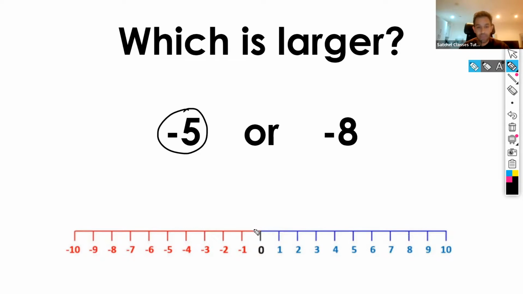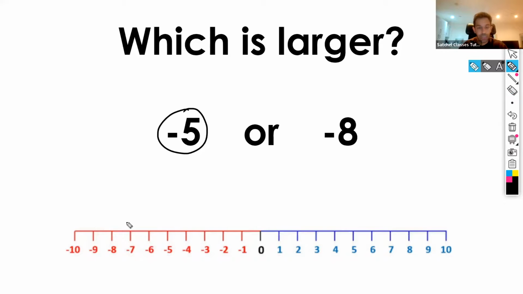So notice here, -5 is closer to 0 than -8. Therefore, -5 has to be bigger. And another way of thinking about this is as we move to the right along our number line, the numbers get bigger. So as I go 1 to the right, as I go 2 to the right, as I go 3 to the right, as I go 4 to the right, and so on, the numbers are continuously getting bigger. So likewise here, as we move to the right, the numbers are getting bigger, or you can think of it as when we move to the left, the numbers are getting smaller.